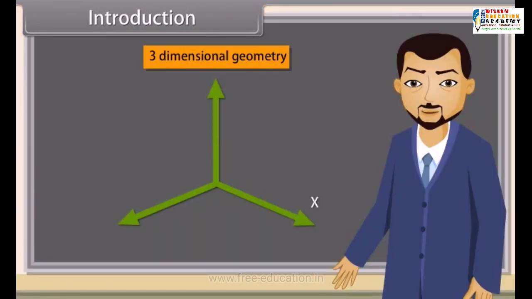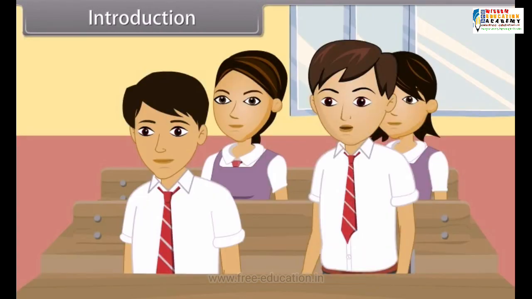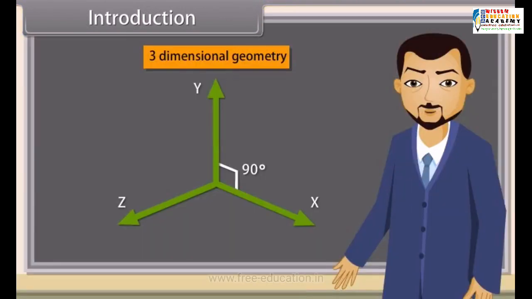Very good. What is the angle in between these three axes? Teacher, the angle in between the axes is 90 degrees. Well said. So let's move further. In this lesson, you will learn three-dimensional geometry.